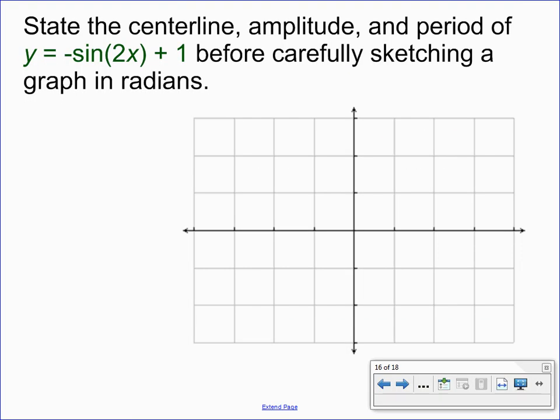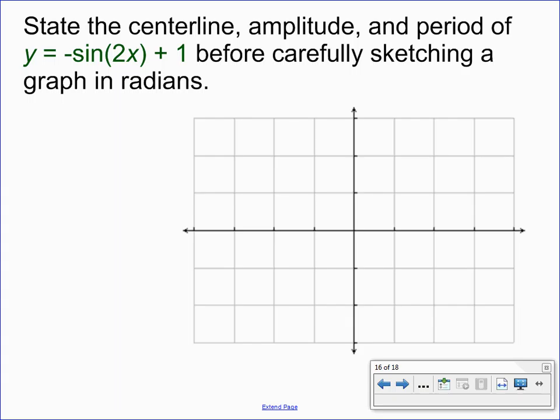Okay, ladies and gentlemen, let's go ahead and graph one in radians, right? In radians, so that we can become comfortable labeling my scale with something other than degrees. And so consider the sinusoid y equals negative sine of 2x, plus 1. Can we state the center line, amplitude, and period before carefully sketching a graph in radians? Absolutely. We'll do the same thing we did earlier, but now we're going to focus on choosing my period to be in radians, labeling my quarter period in radians, and then determining my scale in radians.